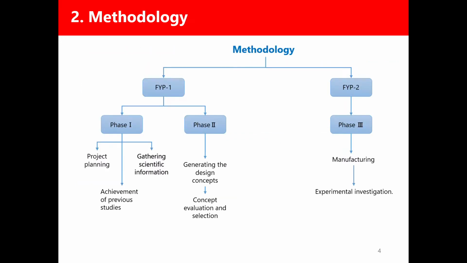Now we will go through the methodology. The methodology is divided into two parts. Part 1 has two phases. Phase 1 includes project planning, achievement of previous studies, and gathering scientific information. Phase 2 includes gathering the design concepts and then concept evaluation and selection. Part 2 includes one phase, which is a continuation of the previous two phases. Phase 3 includes manufacturing and then experimental investigation.